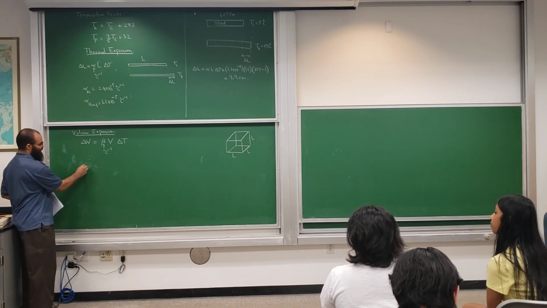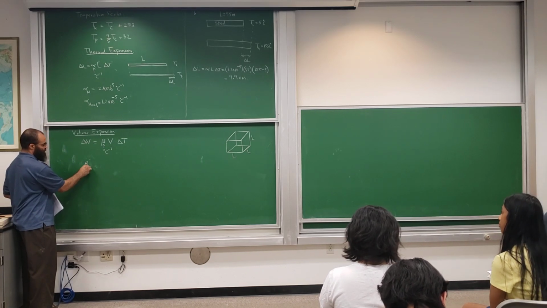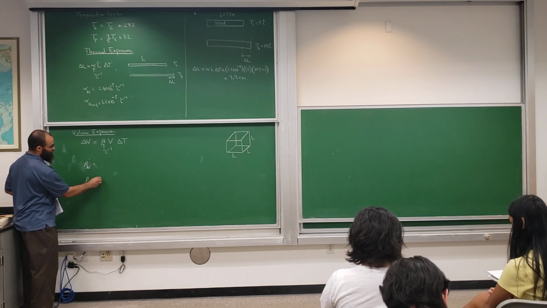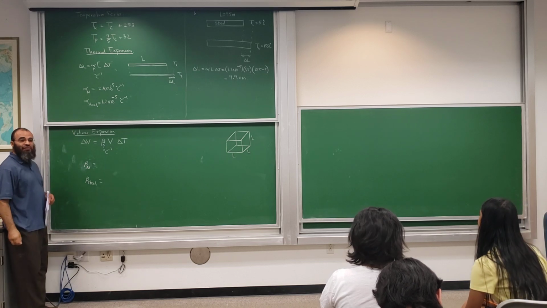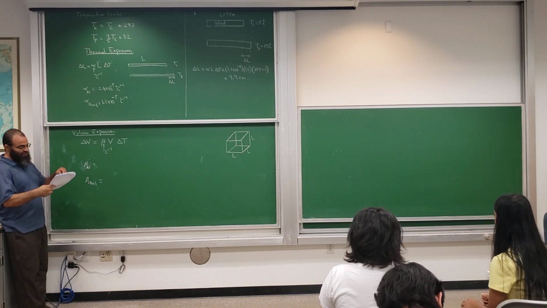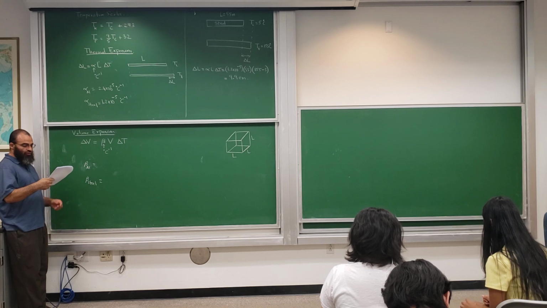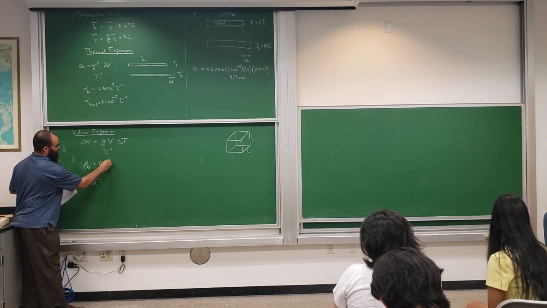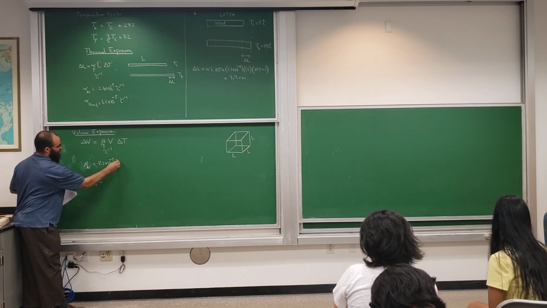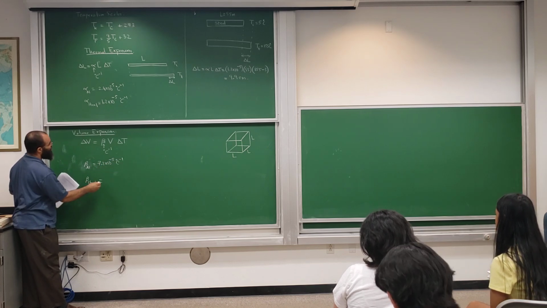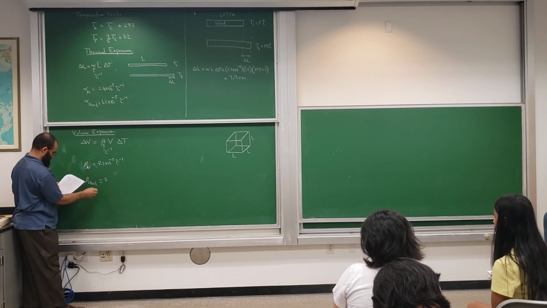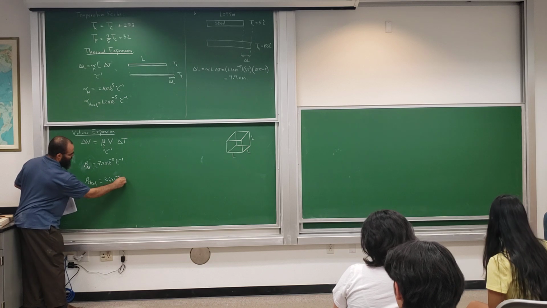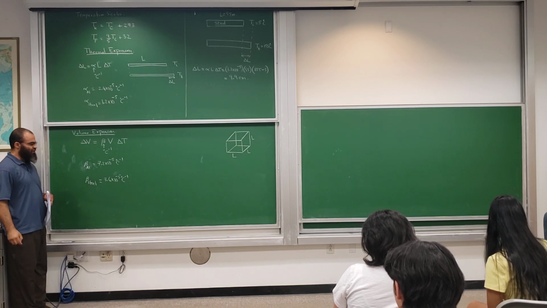Let me give you some betas here. Beta for aluminum and beta for steel, just to compare the two. So for aluminum, beta happens to be 7.2 times 10 to the minus 5 degrees Celsius to the minus first power, and this one is 3.6 times 10 to the minus 5 per degree Celsius.